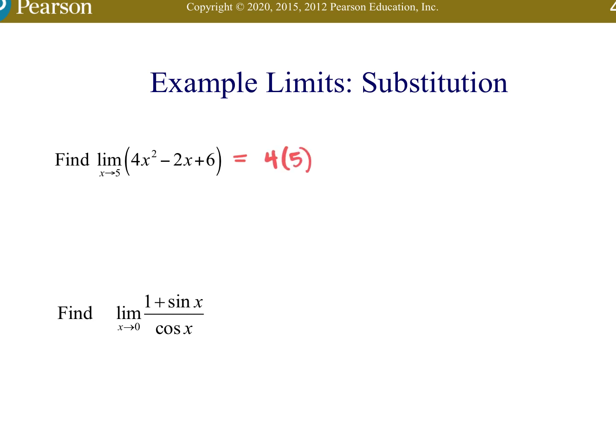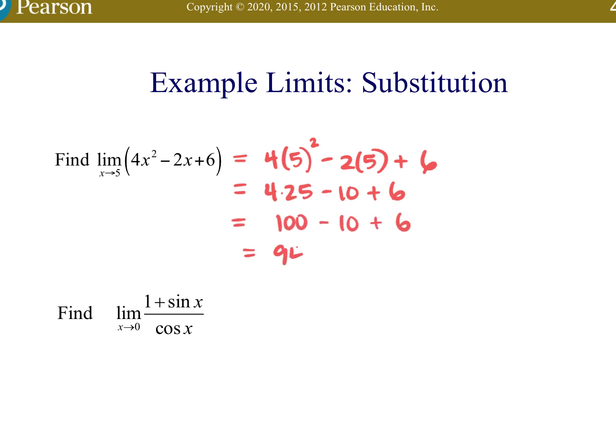4(5)² − 2(5) + 6. This is straight mathematics. It's just numeric evaluation. You always use an equal sign every time you move to a new step. So we've got 4 times 25 minus 10 plus 6. So 100 minus 10 plus 6.